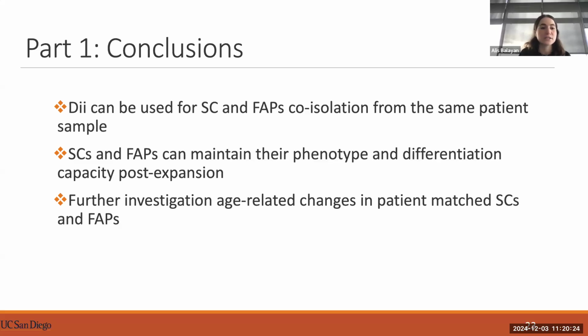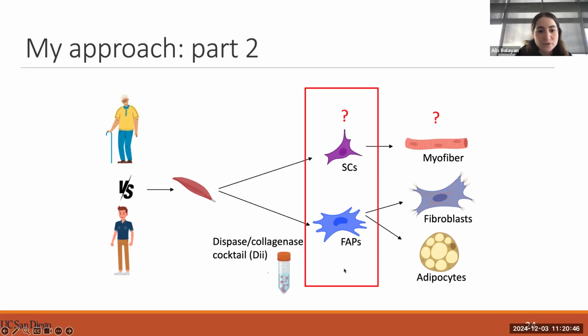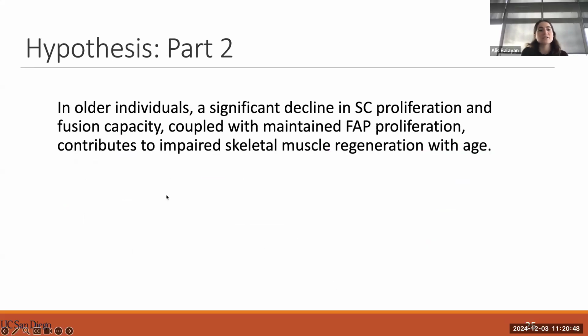And then I was interested in further investigating some of the age-related changes that are happening in these patient-matched satellite cells and FAPs. So for part two, I'll look into the pools of the satellite cells and FAPs, and next look into their function across age. My hypothesis was that in older patients, a significant decline in satellite cell proliferation and fusion capacity would be coupled with maintained FAP proliferation, which would contribute to impaired skeletal muscle regeneration with age.